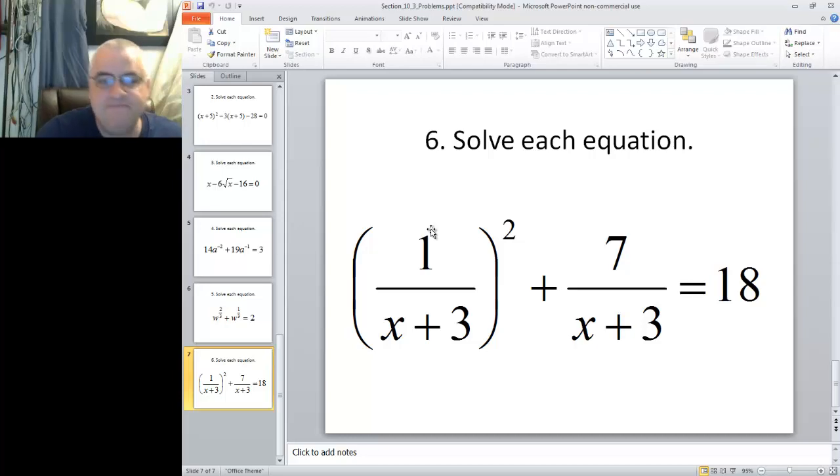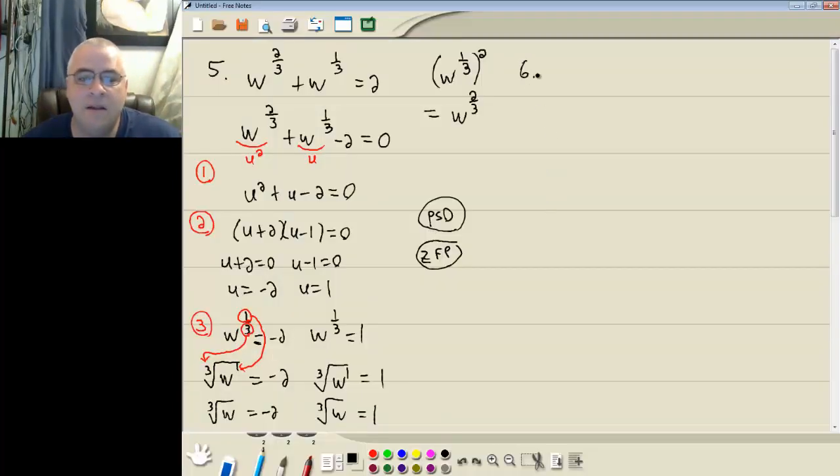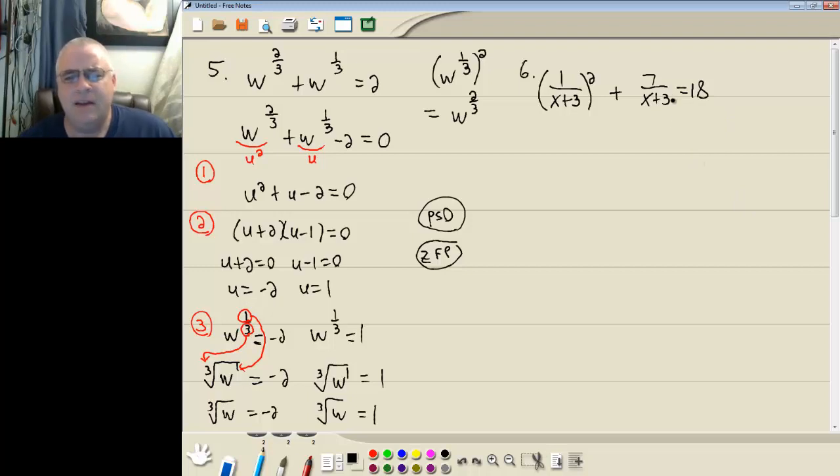Let's look at this one now. We've got 1 over x plus 3, plus 7 over x plus 3 equals 18. This one's got a little bit of a twist to it, which is why I threw it in as an example. Now, imagine if I take 7 over x plus 3 to the 2nd power. It's not going to give me this, so that's not going to work. But these look really close: 1 over x plus 3 and 7 over x plus 3.